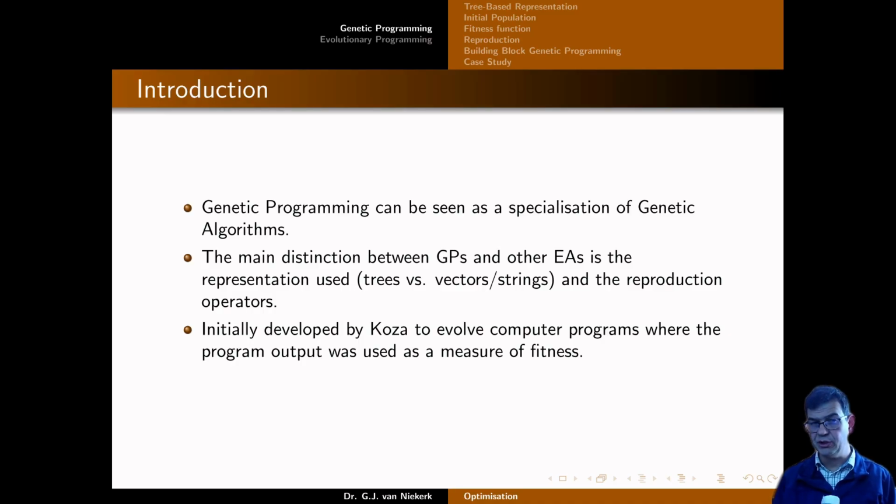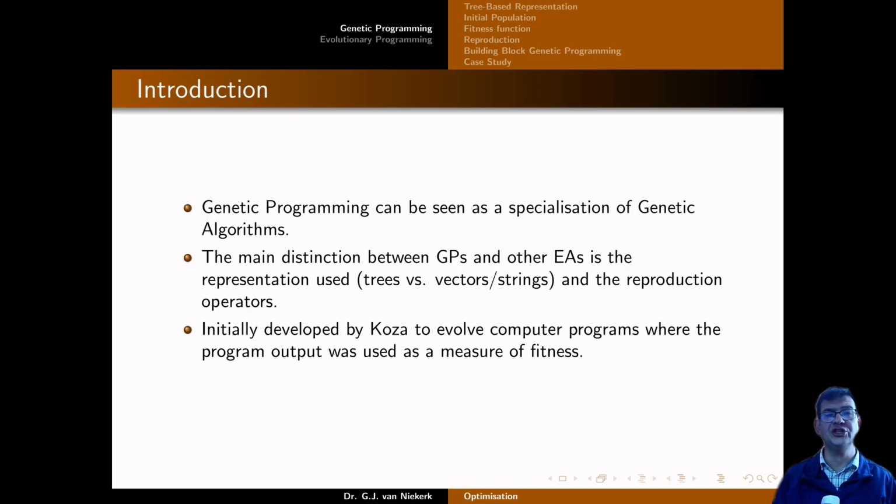The main distinction between GPs and other EAs, and also of GAs in particular, is the representation used. Most other EAs use things like vectors, strings, bit strings to represent the solution. GPs, on the other hand, use trees. And since they use trees, the reproduction operators are also different. So this includes both crossover and mutation.